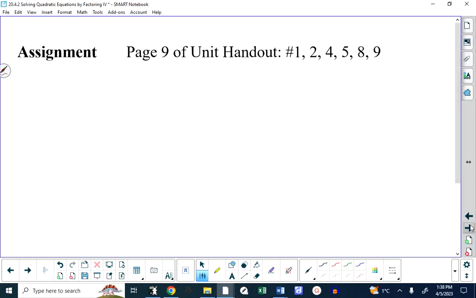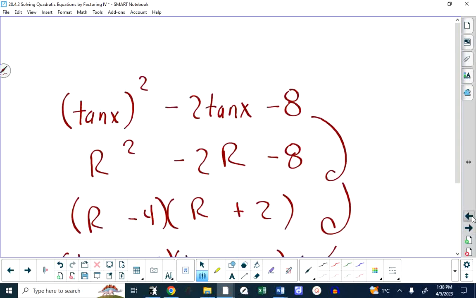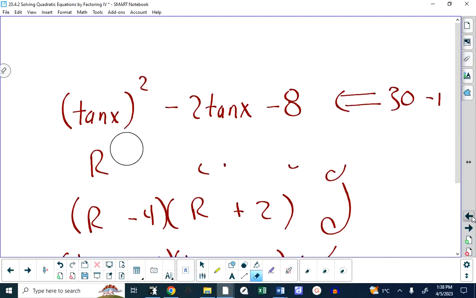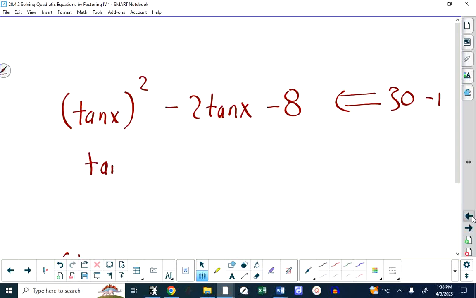So on page 9 of your unit handout, there's a variety of questions. This, by the way, was something I talked about last semester probably. This would be something you would factor in 30-1. You're not going to run into any questions like this in today's practice assignment, but this would simply factor into tangent of x, and I guess negative 4 and positive 2. Can you just run that through your brain and see if that makes sense to you?